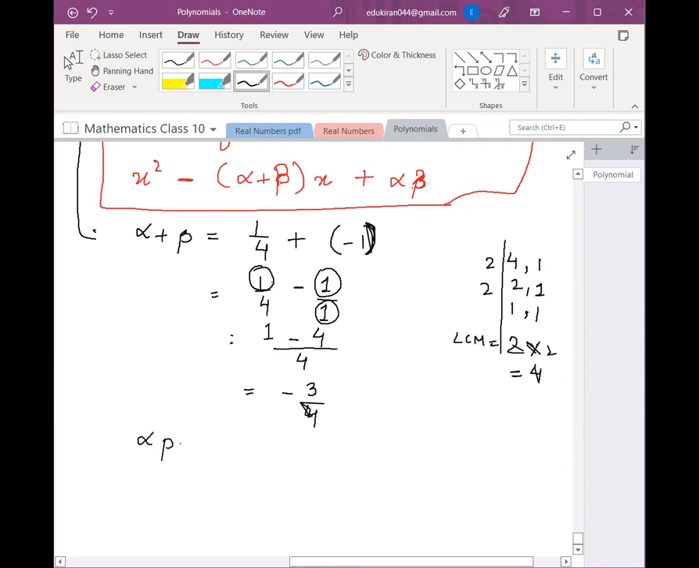And my alpha into beta, what will I get? Alpha is 1 upon 4, and multiply beta, which is minus 1. Now I'm doing multiplication. So minus 1 upon 4. This I'm getting. Clear? Now put it here in this condition.